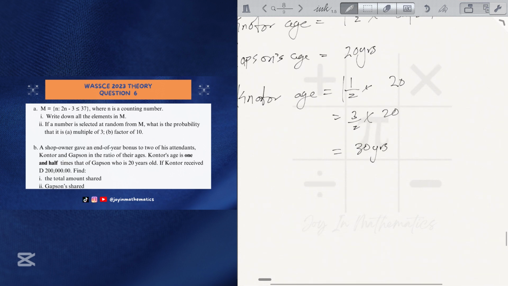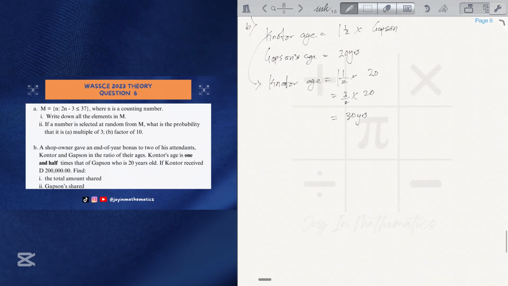Now we have Nontour's age is 30, Gapson's age is 20. So the ratio of their ages, Nontour to Gapson, is what? 30 to 20. Now let's go over the question again. A shop owner gave an end of the year bonus to 2 of his attendants, Nontour and Gapson, in the ratio of their ages. So the ages are 30 to 20. Nontour's age is 1.5 times that of Gapson, who is 20 years old.